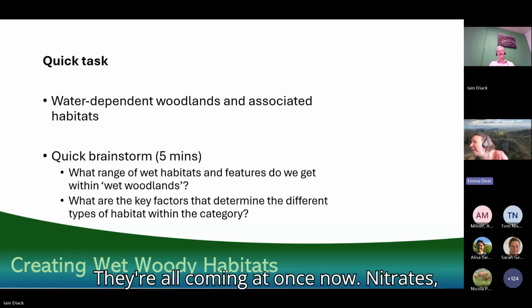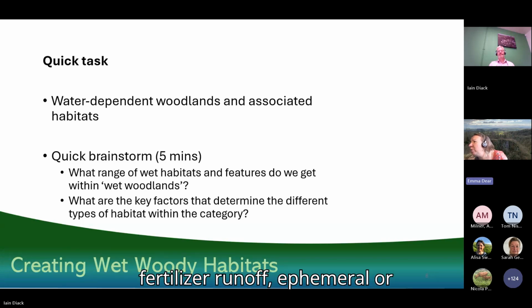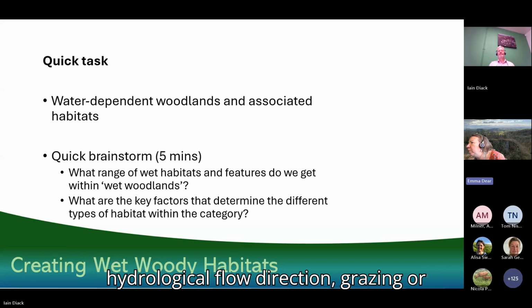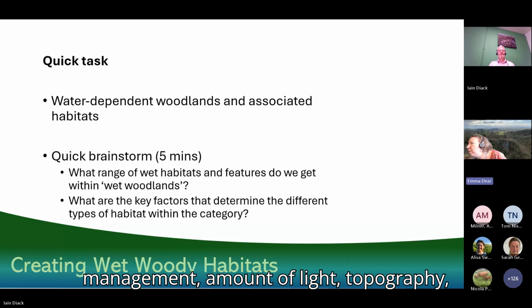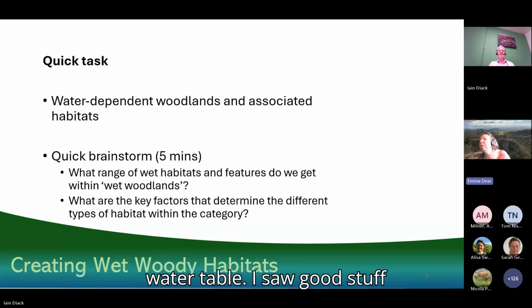They're all coming at once now. Nitrate, fertilizer runoff, ephemeral or permanently wet, management or non-intervention, saprophilic wildlife, hydrological flow direction, grazing or browsing, ground vegetation, management, amount of light, topography, water table.